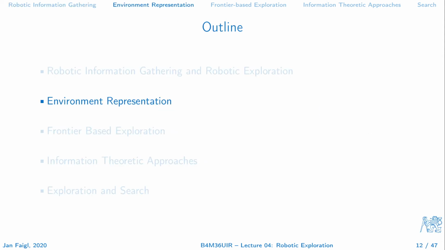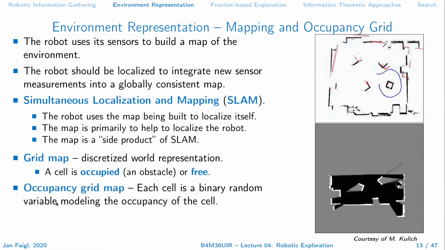What are the environment representations used in robotics? First, let's imagine that we have range measurements, or some sensor measurements, and we can use these measurements to build a map of the environment. The robot can integrate these sensor measurements into a globally consistent map once it is localized. So we need some localization, and in many cases we cannot rely on GPS. For example, indoors it doesn't work.